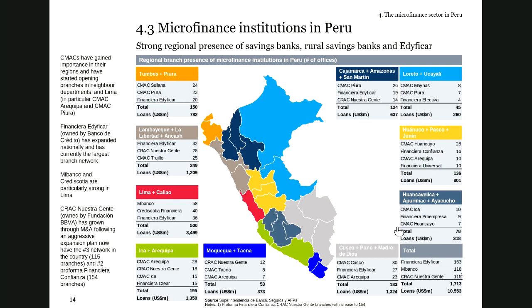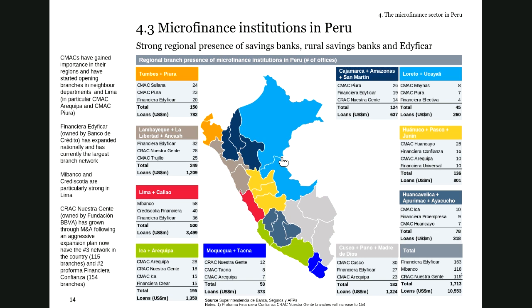Then an overview of their geographical footprint in terms of branches or offices. In each region, so for example, here in orange, Tumbes and Piura, north of Peru, who were the top 3 ranked by branches? So here you could see that, for example, in the north, Caja Sullana and Caja Piura were very strong, obviously because they are both from Piura, Departamento de Piura, but you also had Edificar in 3rd place, okay?